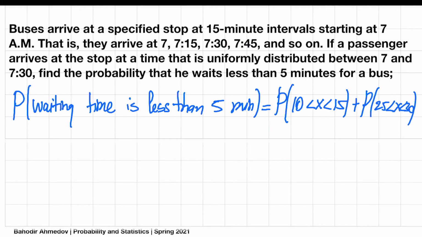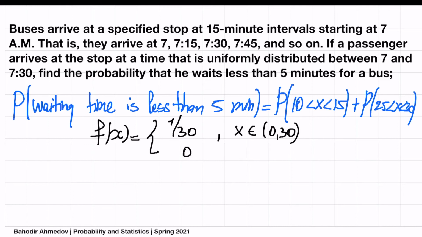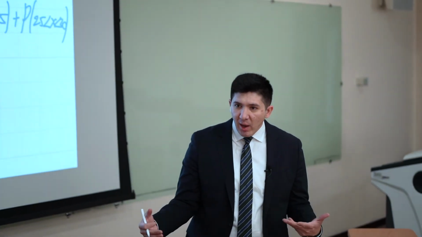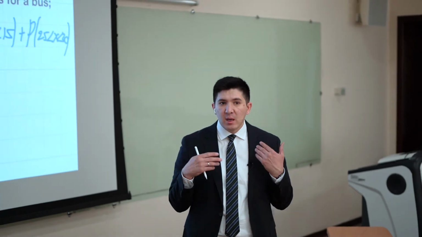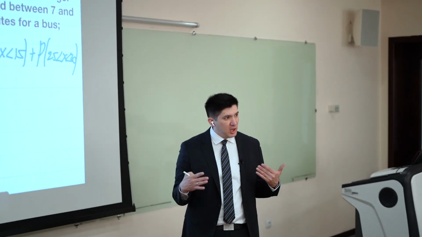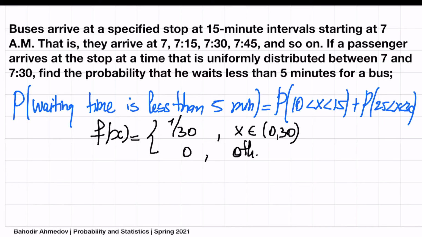So what is the density function of this random variable x? The density function here is equal to 1 divided by the length of the interval, which is 30, right? It's going to be 1 over 30 if x is between 0 and 30, and it's 0 otherwise. Again, x is the time when Vadim came to the station, and it is a random variable which has the uniform distribution between 0 and 30. That is why its density function is going to be 1 divided by the length of the interval, which is 30 minutes. So I just need to integrate this.